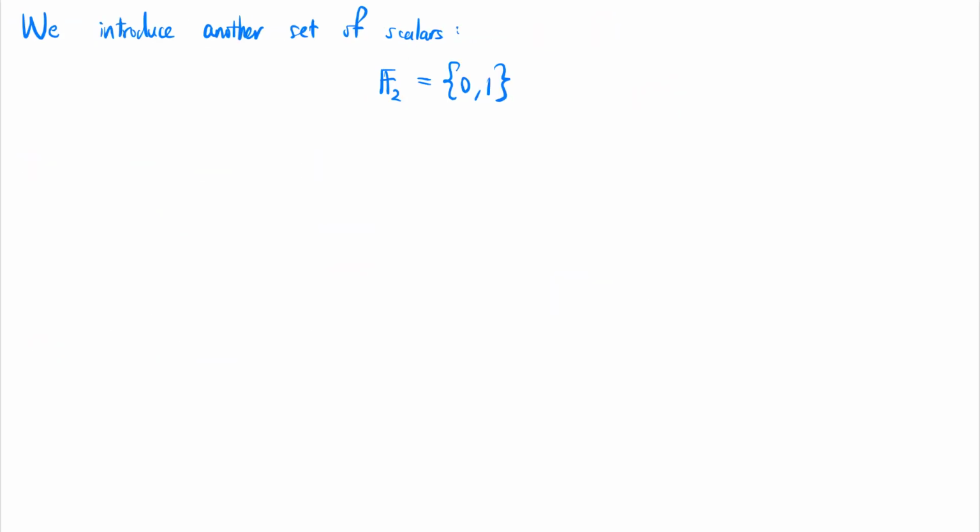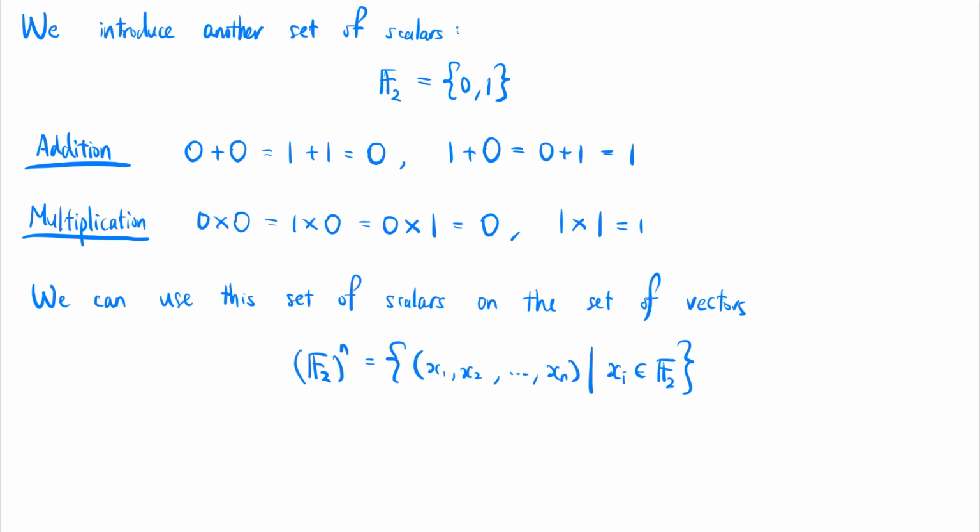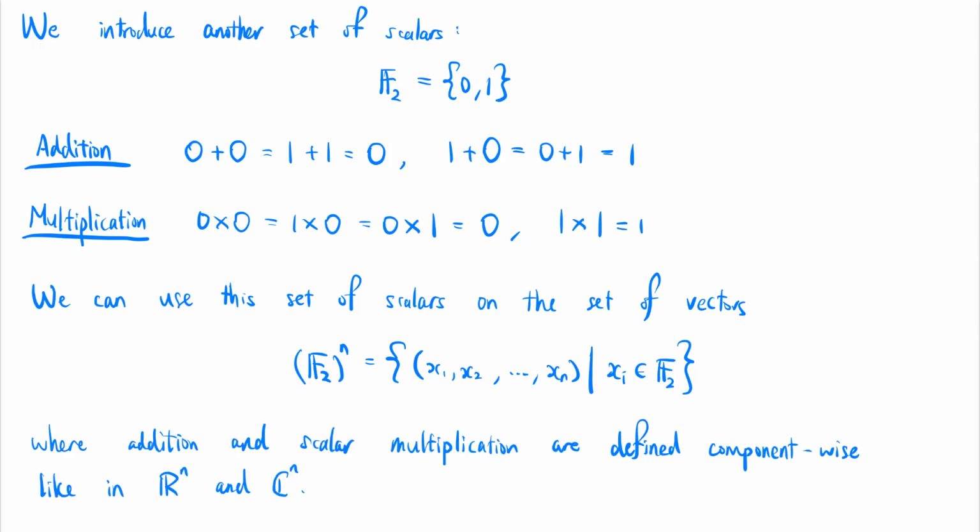We introduce another set of scalars, called F2, which equals the set {0, 1}. Addition and multiplication are defined as expected. That is, 0 plus 0 equals 1 plus 1 equals 0, 1 plus 0 equals 0 plus 1 equals 1, 0 times 0 equals 1 times 0 equals 0 times 1 equals 0, and 1 times 1 equals 1. We can use this set of scalars on the set of vectors F2 to the n, which is the set of ordered tuples x1, x2 up to xn, where each xi is in F2. Addition and scalar multiplication are defined component-wise, like in Rn and Cn.